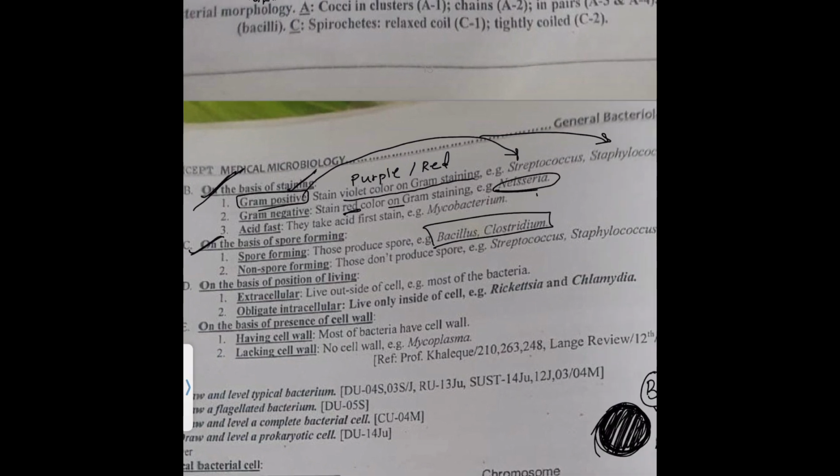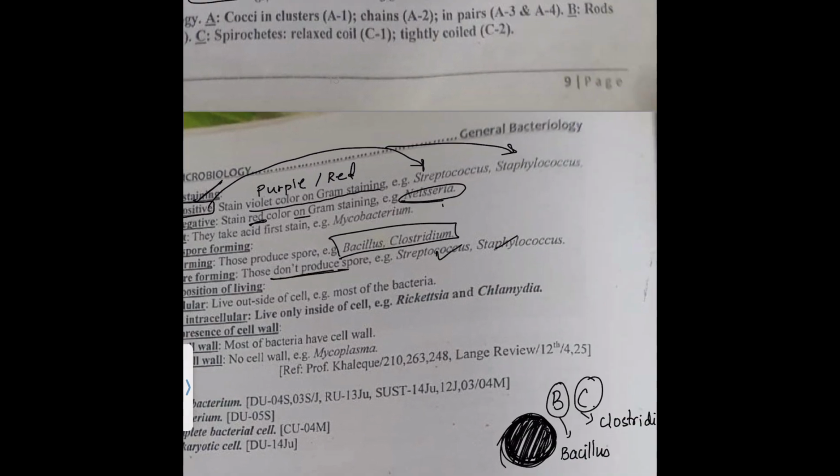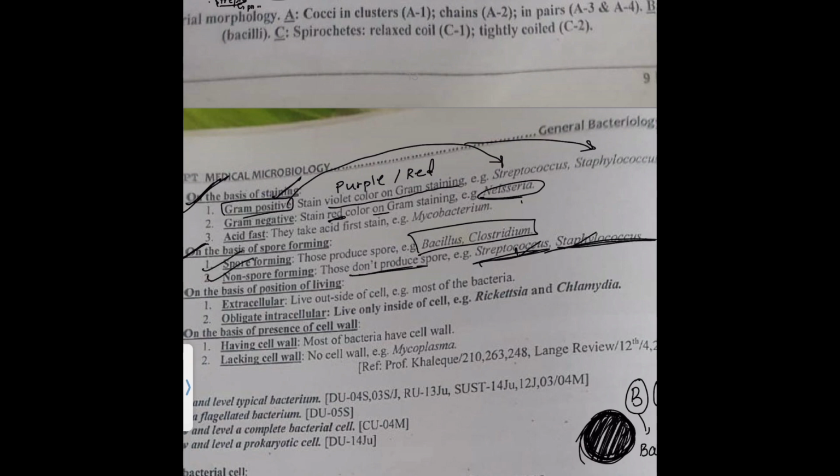Then non-spore formings, that is, they do not form spores: Strepto and Staphylo. You know about Streptococcus. Did I say they form spores? No. You know about Staphylococcus. They also don't form spores. So you now know the example of spore forming and non-spore forming.